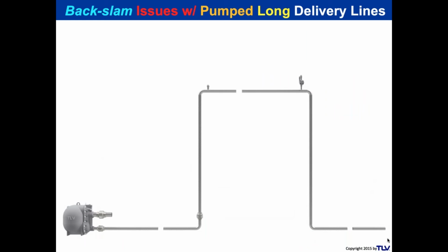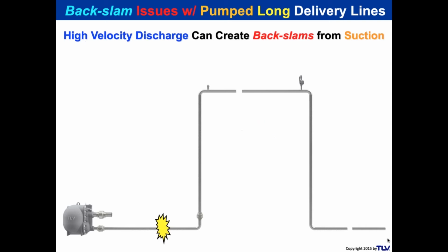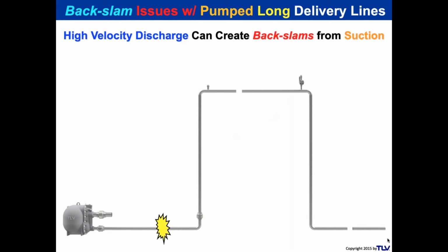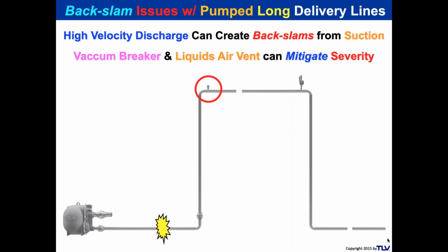Right now, we're going to take it along a long delivery line, and you have a high velocity discharge coming out of the pump. You see the broken line to symbolize that it's a long return. It's not just a simple return. And when you've got a pumped single phase line with a long return, you can get back slams. So what you do for something like that is a lot of times you can mitigate that by putting a vacuum breaker and a liquid air vent to mitigate that.